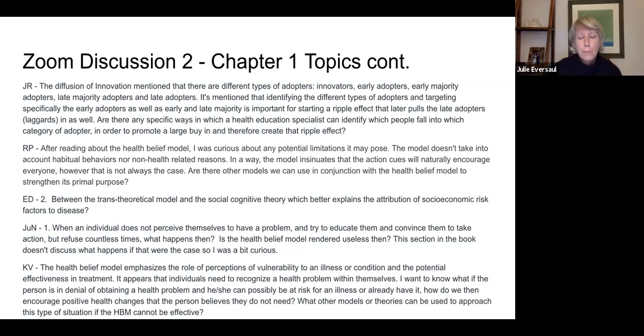Excellent. So my question for you guys is, can you visualize how the health belief model would be used in application for education?